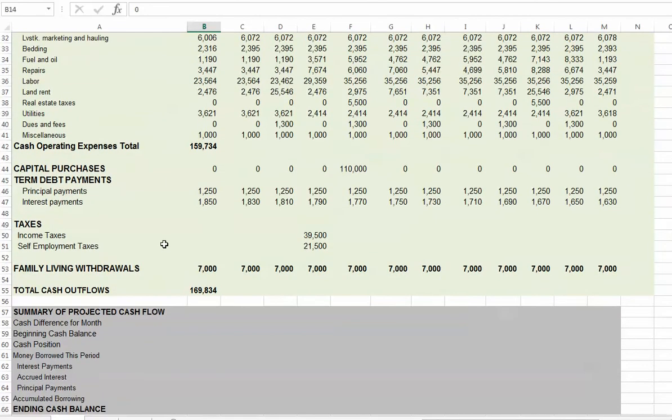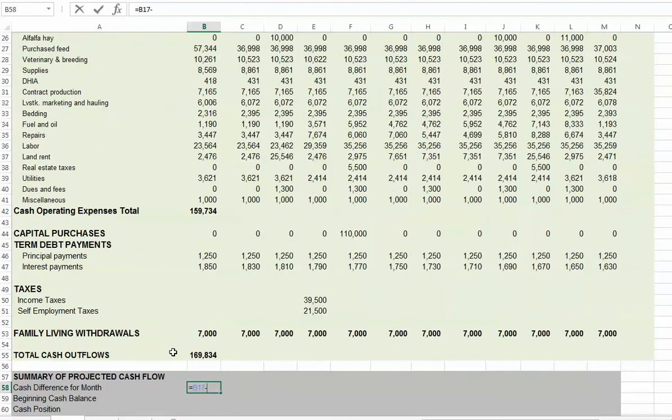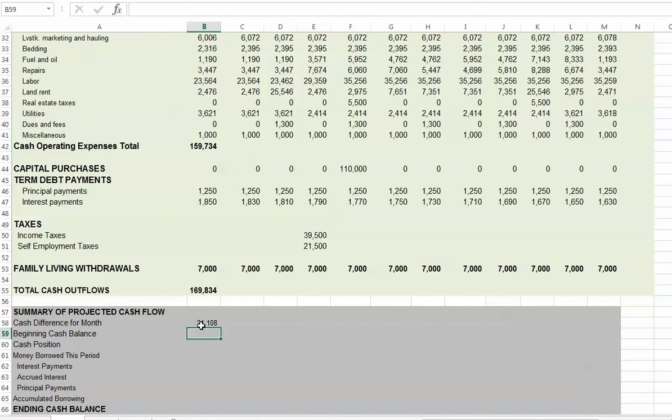Okay. Now down here in the analysis section, what you want to do, this cash difference right here is simply equal to inflows minus outflows. So simply type equals, go click on total inflows and subtract total outflows. And that's the cash difference. So this cash flow is projecting a surplus of $21,108 for the month of January. And we're going to assume that there's 0 beginning cash balance. Now, you could say that the farm started with a cash balance, but just to keep this to illustrate, we're going to assume there's no beginning cash balance.